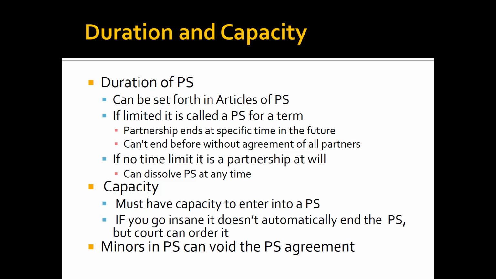If you go insane or you become incompetent, it doesn't automatically end a partnership, but if you have a court order that says yes, you're now insane or incompetent, you're the only other partner, and we're down to one partner, that very well could end it.